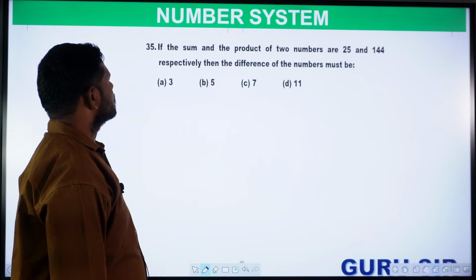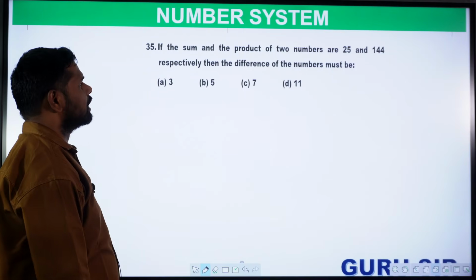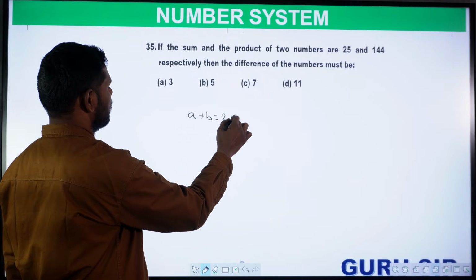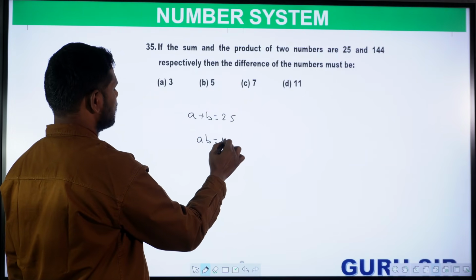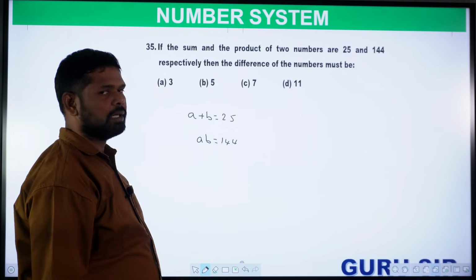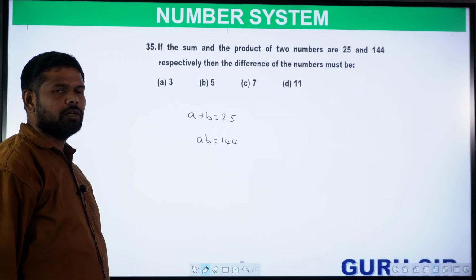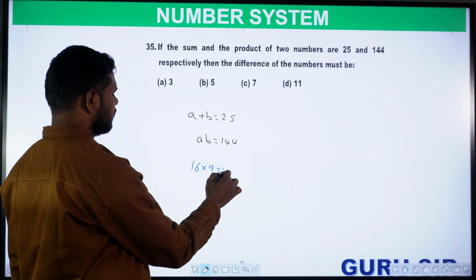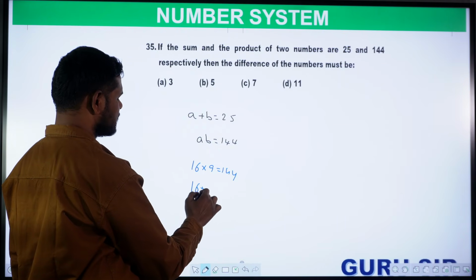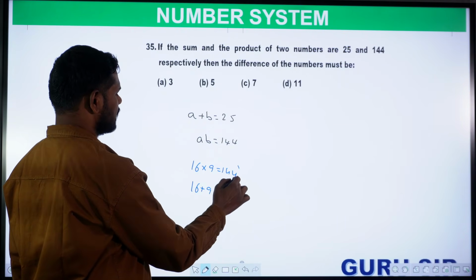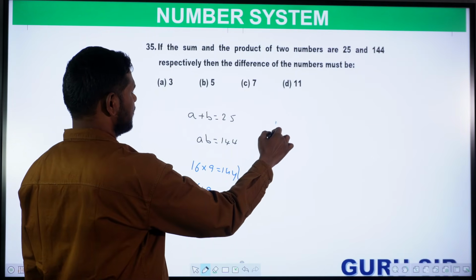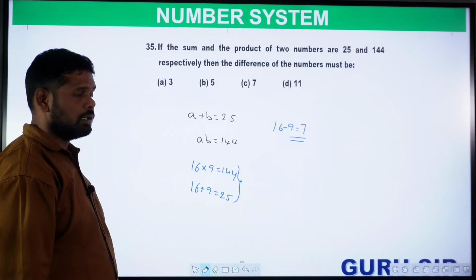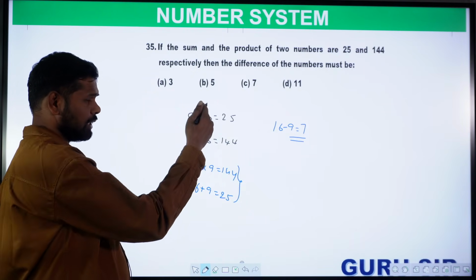Next one. Sum and product of two numbers are 25 and 144. Sum A plus B equals 25. Product AB equals 144. Difference of the numbers. If we are good at tables, 16 nines are 144. 16 plus 9 is 25. Both are satisfied. Those two numbers are 16 and 9. Difference is 16 minus 9 equals 7. That's it.